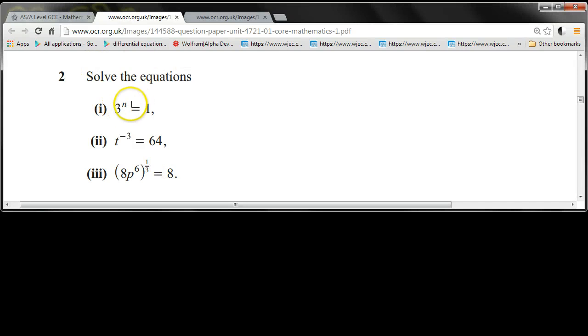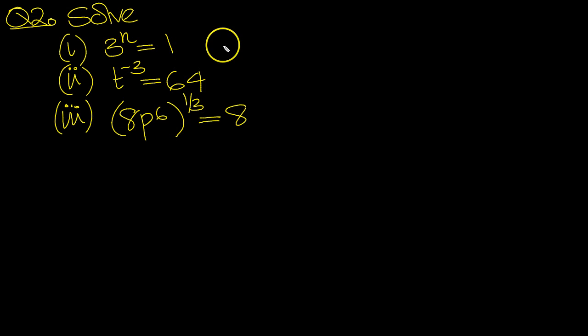Solve the equations. 3 to the n equals 1, t to the minus 3 equals 64, (8p to the power 6) all to the power 1/3 equals 8. So let's have a look at these then.